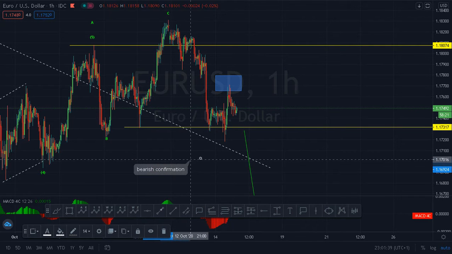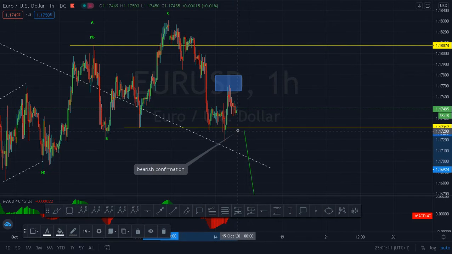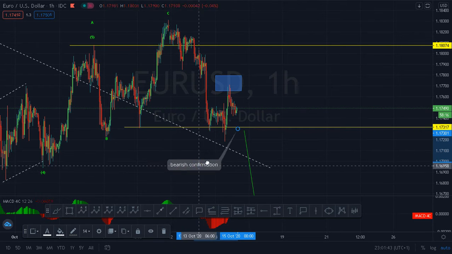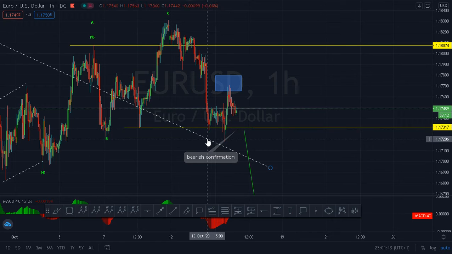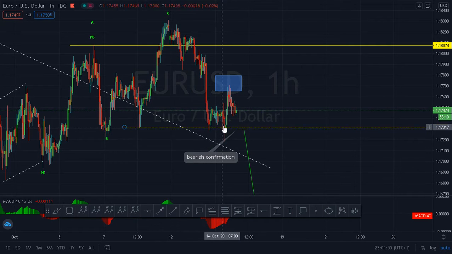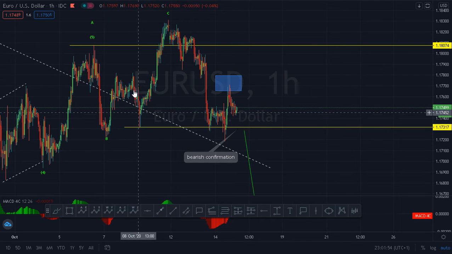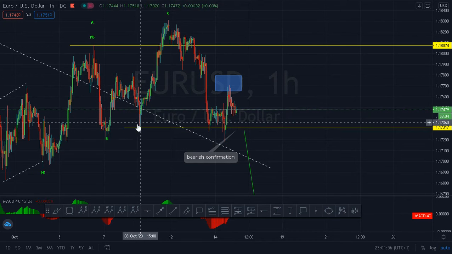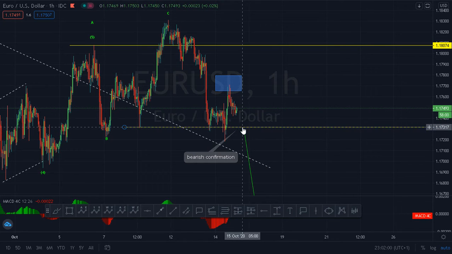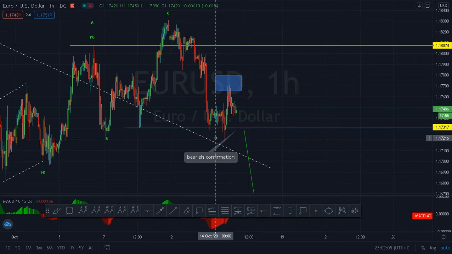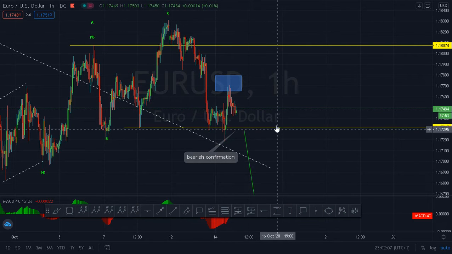So here is bearish confirmation. I think we all saw what happened here. Always have patience. Wait for the proper break of the line. You see, here, when the market closes above here, you can sell. So just wait to know what happens here, because price can just go back.